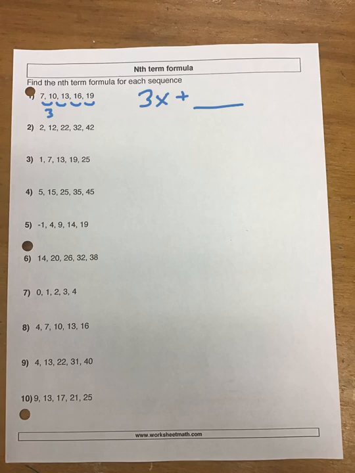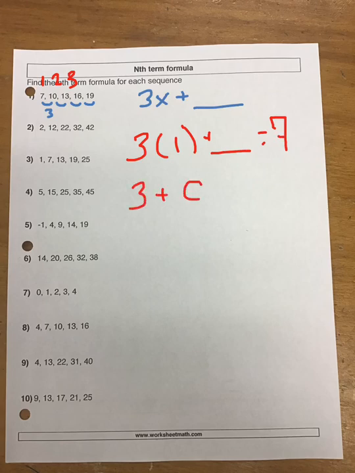What we do know is the fact that the first term was 7, the second one was 10, the third was 13, and so on. So if I were to plug in 3 when x is 1 plus something I don't know equals 7, I can then use algebra. I use c to represent the constant to figure out what that missing variable is. So c, 3 plus what gives me 7, c has to equal 4.